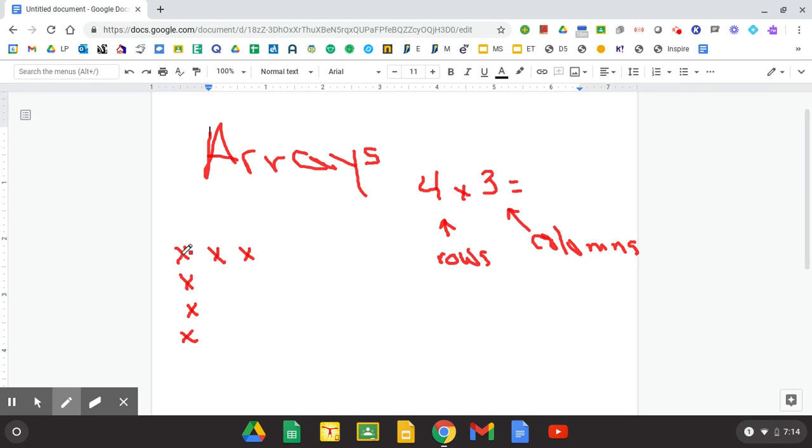So you always count this first one too. This counts. 1, 2, 3. And I just like to fill them in after that. So I have a 4 by 3. So now I can count 1, 2, 3, 4, 5, 6, 7, 8, 9, 10, 11, 12. So 4 times 3 equals 12. Okay. So this is how we're going to do those arrays.